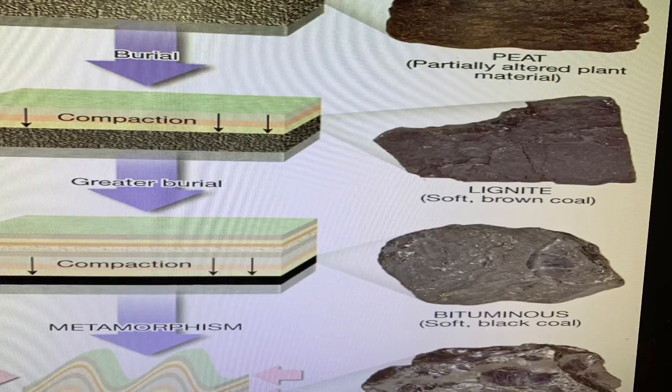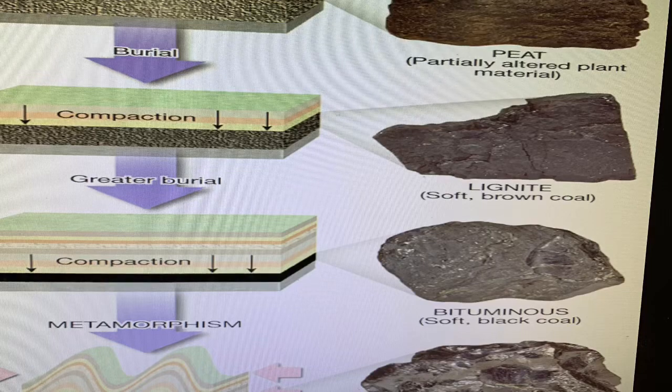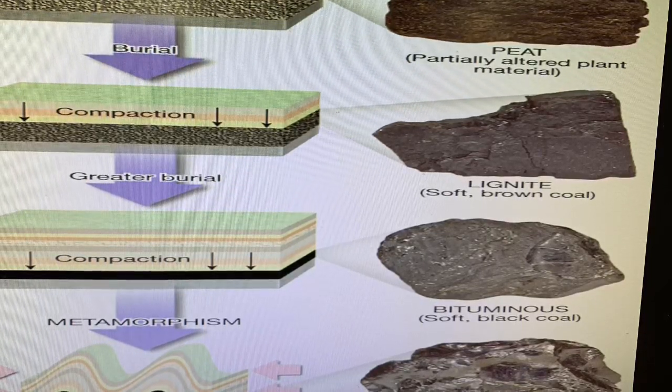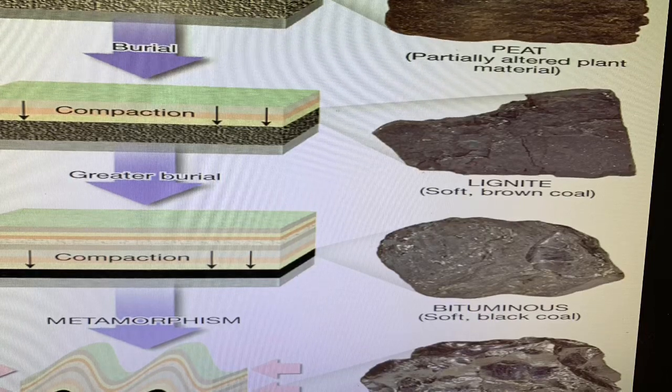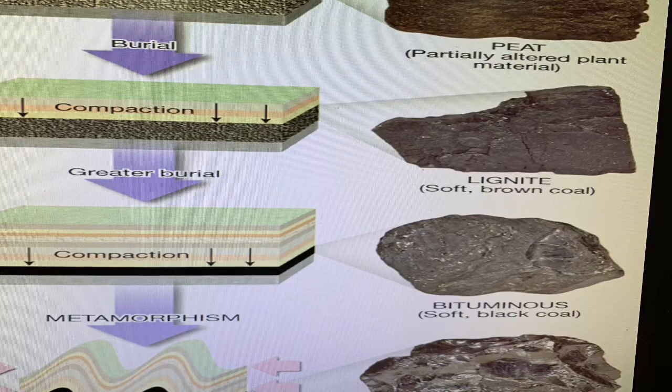Now, you can even take bituminous coal, which is a sedimentary rock, and put it under heat, pressure, and stress, which is a process known as metamorphism. You see it on the board. And you can turn this sedimentary rock into a metamorphic rock. Now, we'll talk about that in a video probably after Easter.